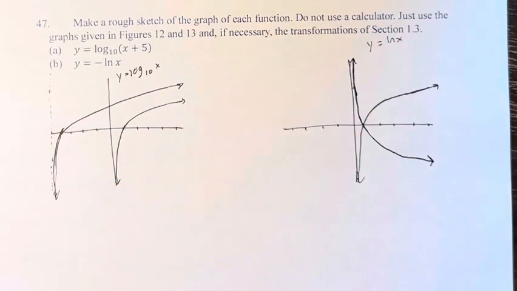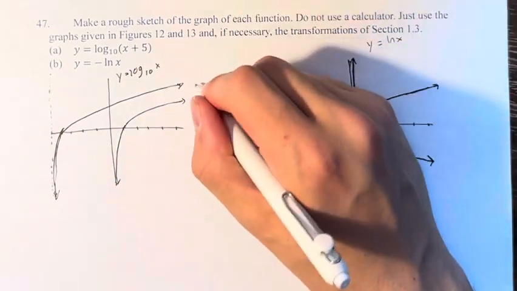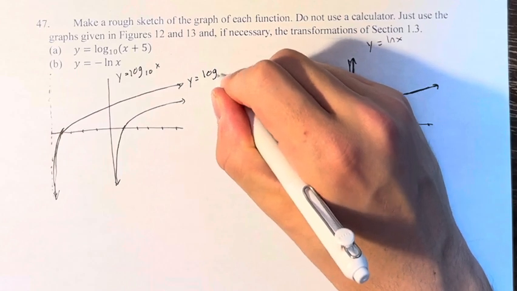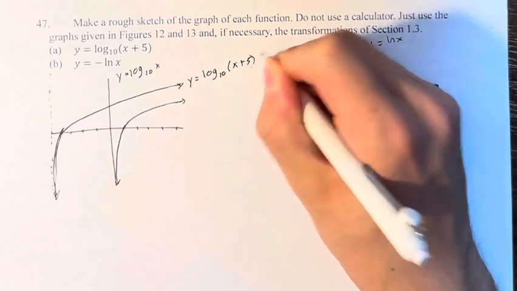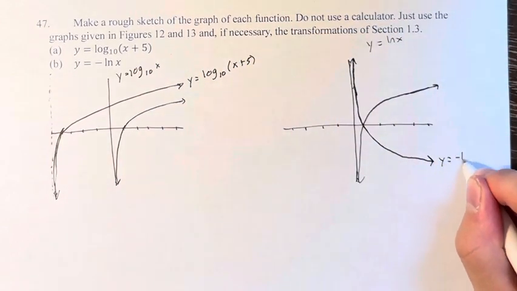So just to recap the graphs that we have: y equals log base 10 of (x plus 5), and y equals negative ln of x.